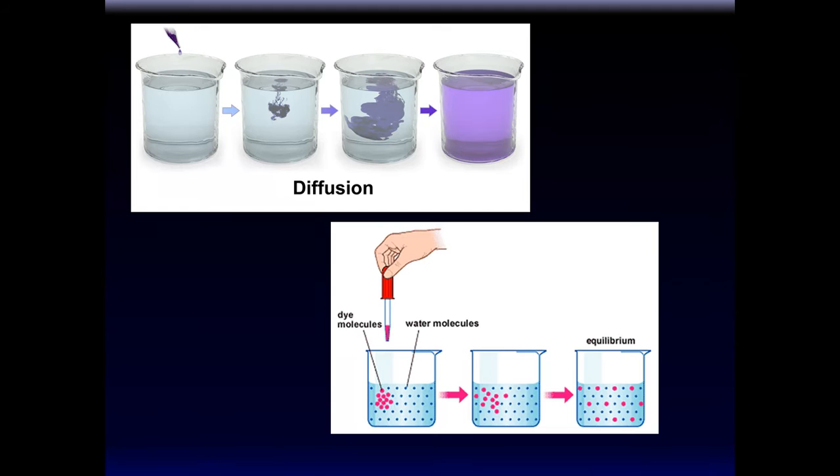Diffusion is a process where a solute, a substance that's being dissolved, is diffusing. The solute goes from an area of higher concentration to an area of lower concentration. So here you have a droplet of dye molecules, and over time they spread out until they reach a certain equilibrium. So diffusion is a process where a solute goes from an area of higher concentration to an area of lower concentration until it reaches equilibrium and it is equally distributed.